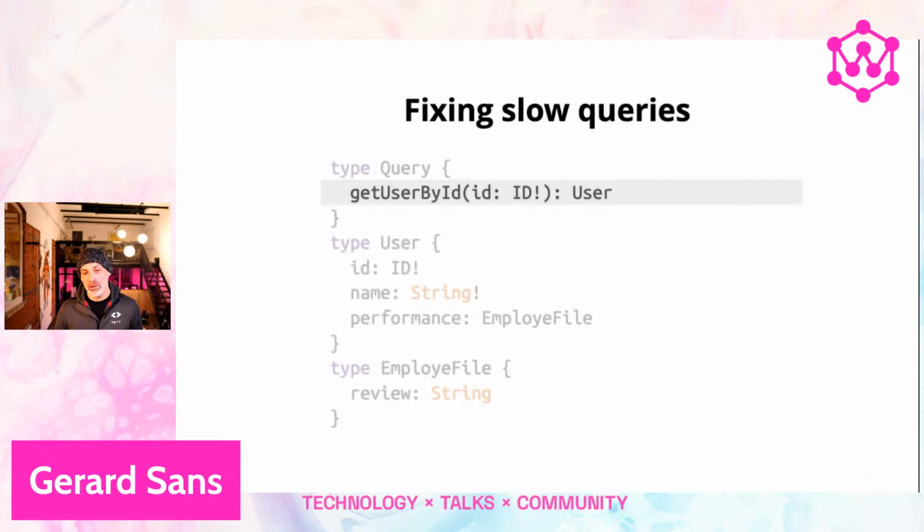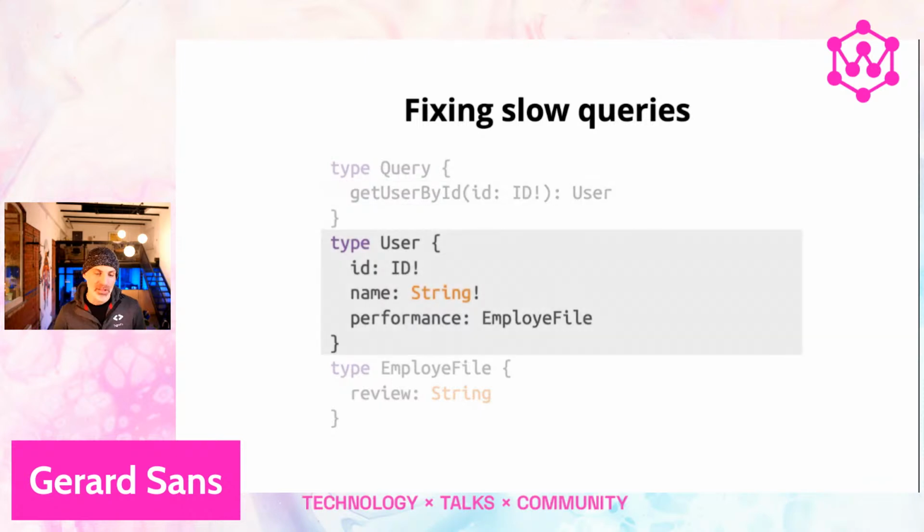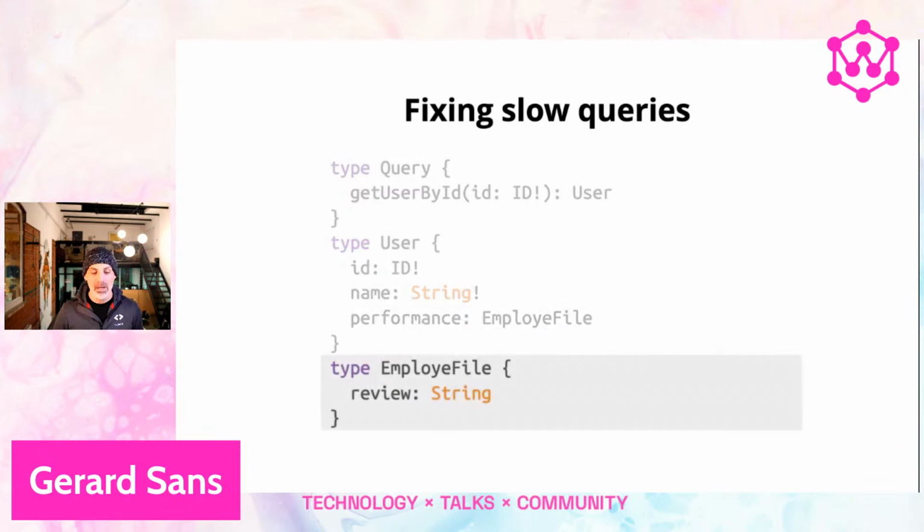So this is something to take into account. And we will look into an example. So let's imagine we have this query, and I'm going to use this technique that introduces the Deferred directive. So we have this query. It's using the ID to get a user data. If we look at the user type definition, it's an ID, a name, and then a performance. And that performance is indeed another type, which is the employee file that will give us the final review.